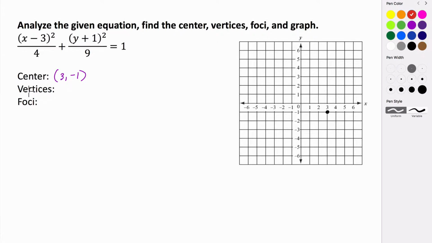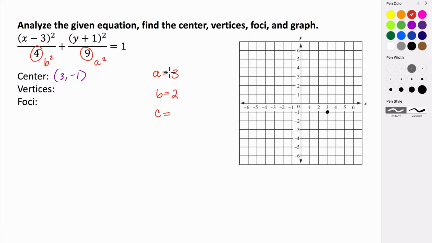The vertices, the distance from our center to our major axis vertex is just the value of a. So what is a? Remember, this right here represents a squared. So a is going to be the square root of this number. So the square root of 9 is 3. This is b squared. So the value of b is going to be 2.